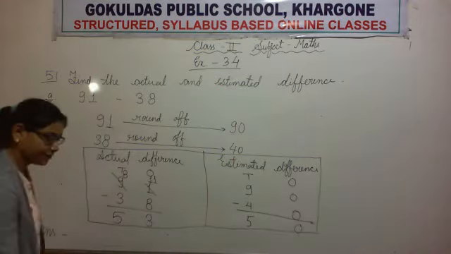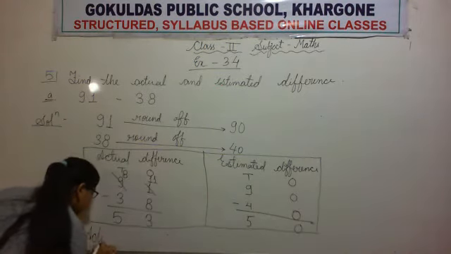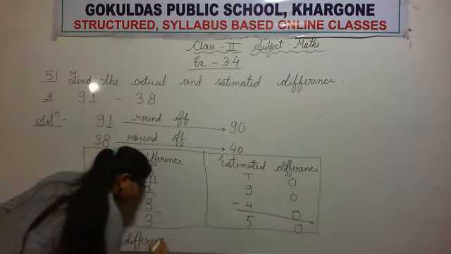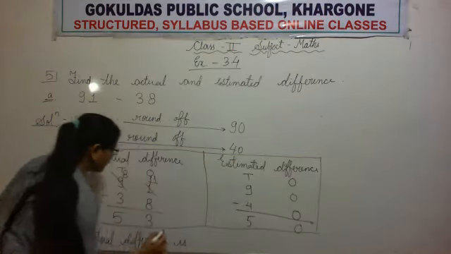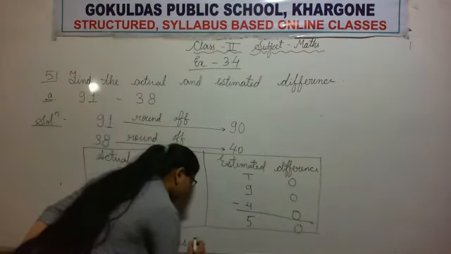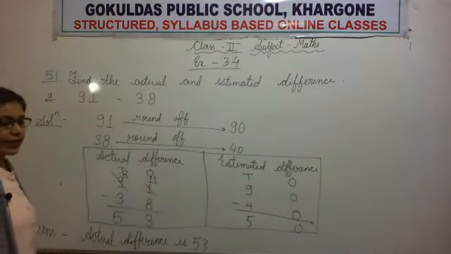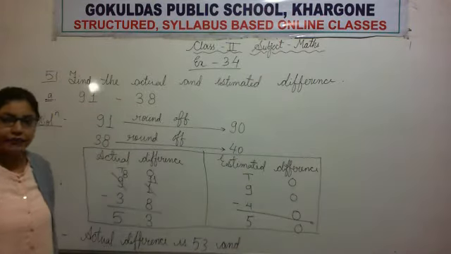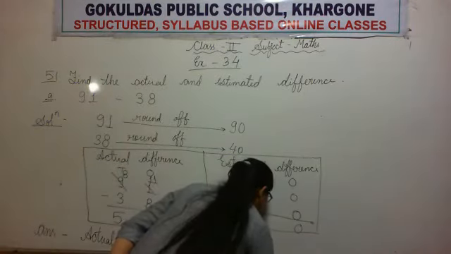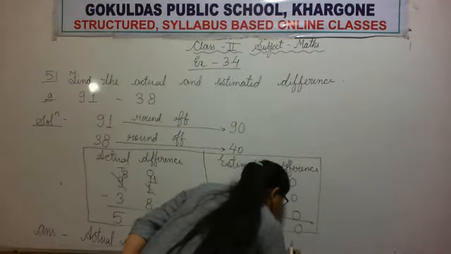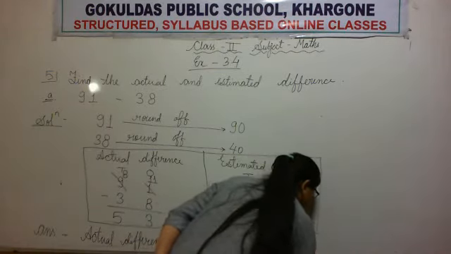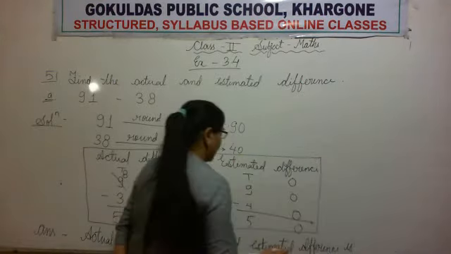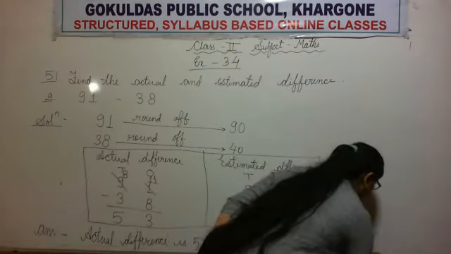We will write the actual difference. What is our actual difference? 53. So we will write 53. Actual difference is 53 and now we will write the estimated difference. And the estimated difference is 50. Okay.